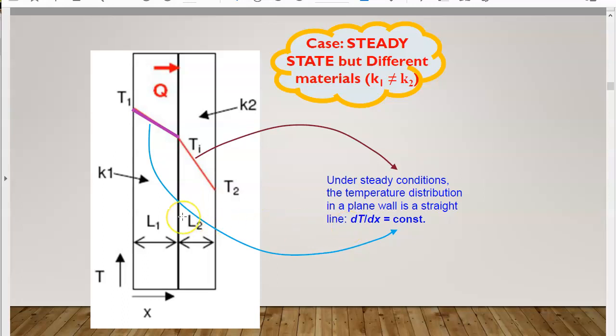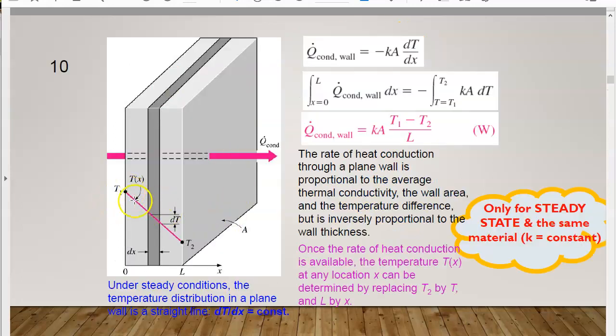Here is something else. If for material number 1 and material number 2 the value of K is not equal, and also a very huge difference, then the slope of T1 minus T2 is larger compared to the other one, because of the too-large difference of K. If not, it will look like this.